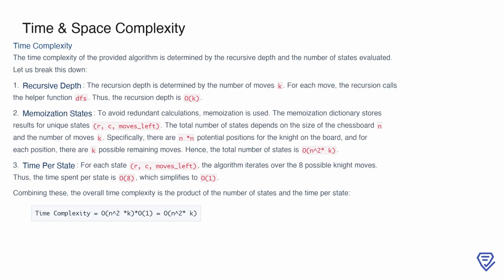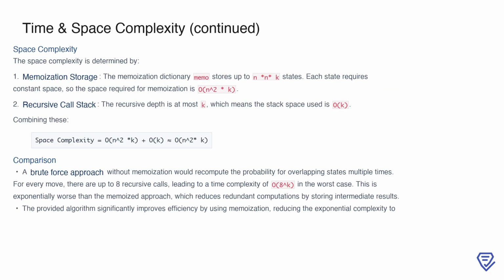Combining these factors, the overall time complexity is the product of the number of states and the time spent per state, resulting in a time complexity of O(n²*k). Now let's discuss the space complexity. The space usage is influenced by 2 factors, the memoization storage and the recursive call stack.